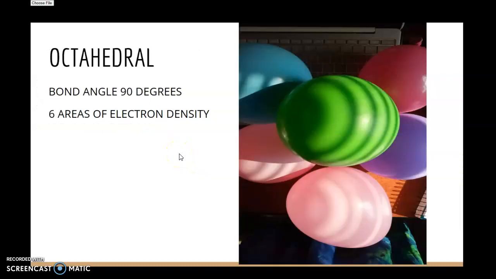And then we actually have the last one, the octahedral. This one has six areas of electron density, and all of the bonds that happen and are shared between atoms are at a 90-degree angle.